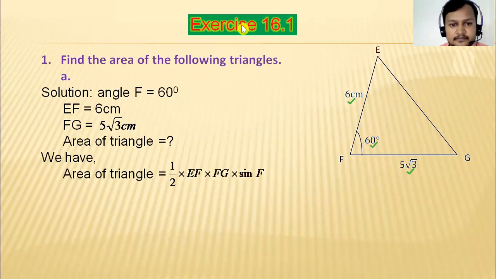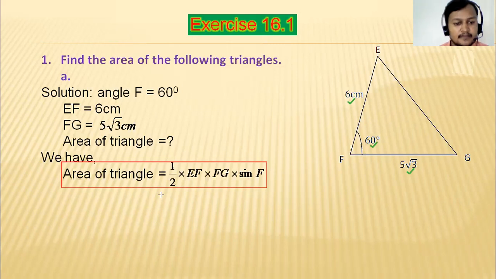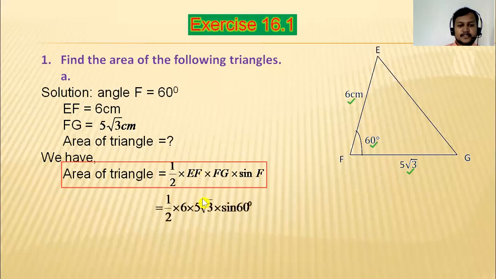Main thing is, if you know this area of triangle, how to write it, then you will be able to complete the solution easily. Now put the value of EF, FG and sine F. 1/2, EF is 6, FG is 5√3 and sine 60. What is the value of sine 60?